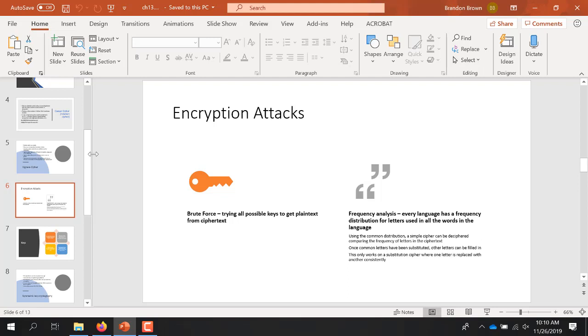Frequency analysis is often used in conjunction with brute force attacks. All right, and every language has a frequency distribution of letters used in all the words in the language. So if we're looking at a simple Caesar cipher, what letter do you think comes up most in the English language? E, exactly. So if I have more H's in my ciphertext than any other letter, what is a good bet that an H is? An E. So then I know that I have a rot 3, right? I've just shifted over 3 letters. I can then try to reverse it. So that's the premise behind frequency analysis. And you can use automated tools to find that very, very quickly. Again, works with simple ciphers.